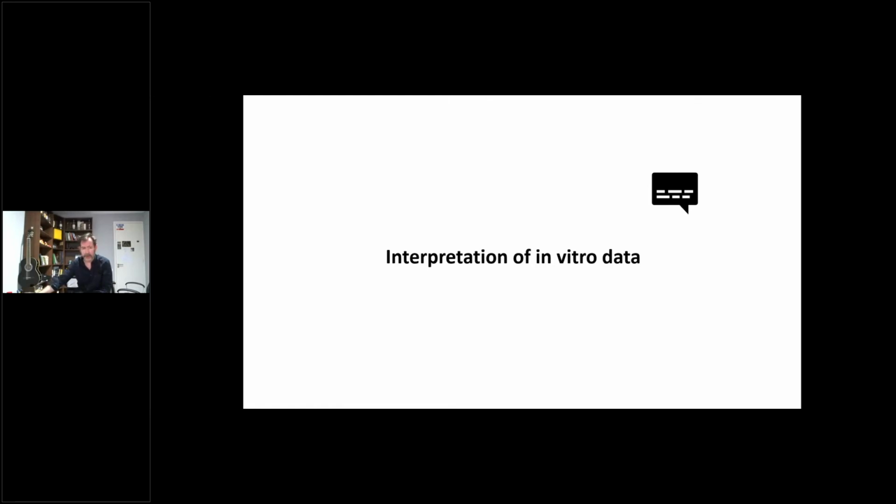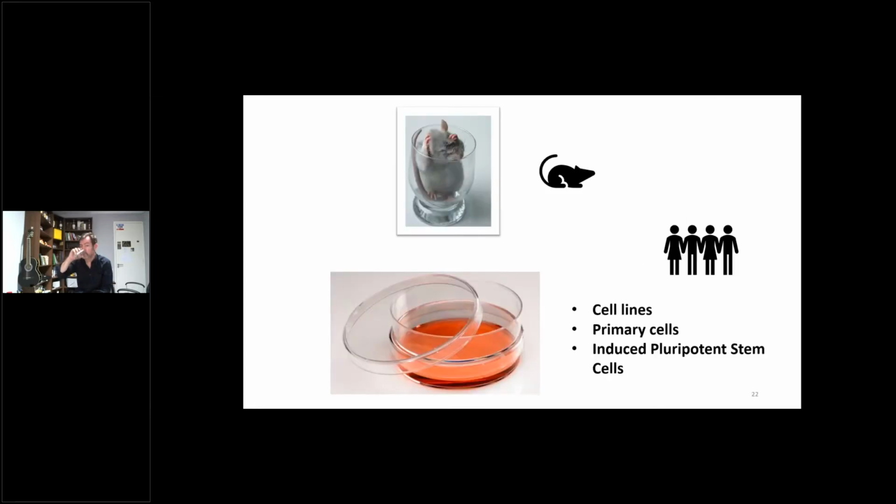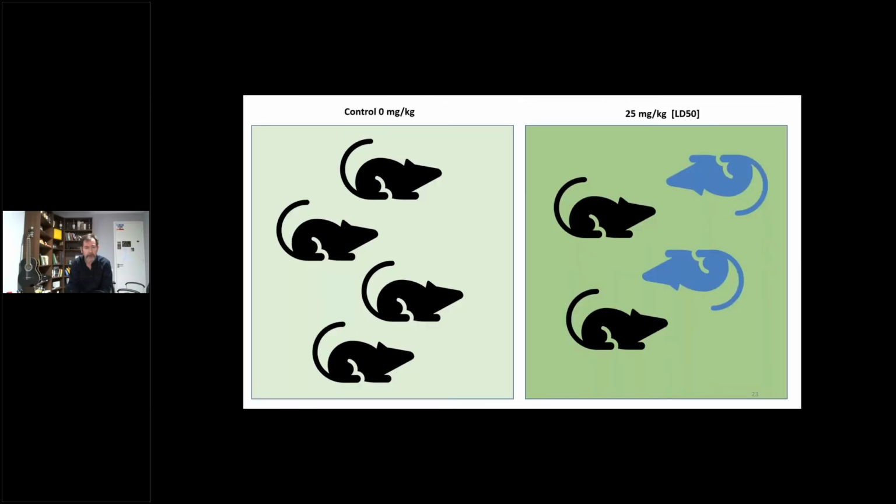So interpretation of in vitro data is more complicated than you think.